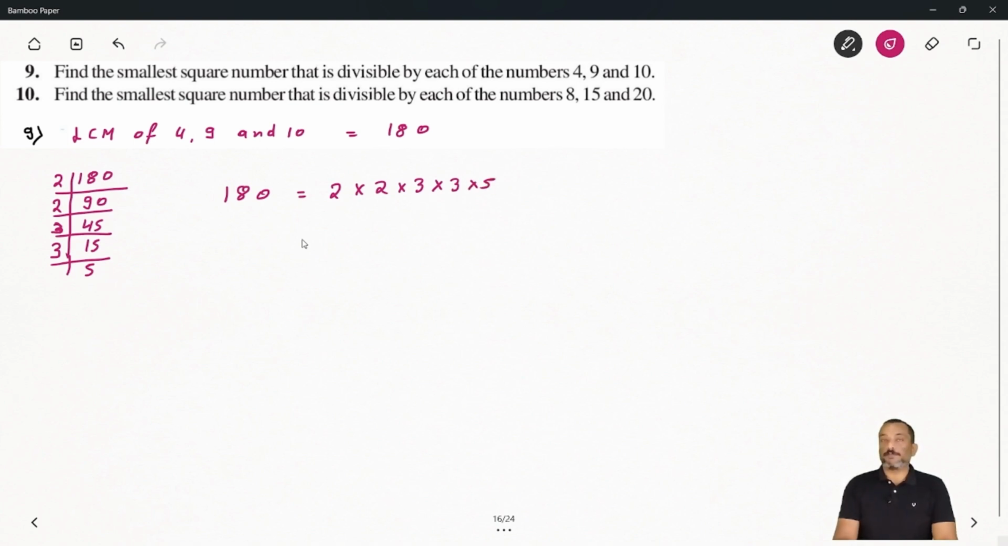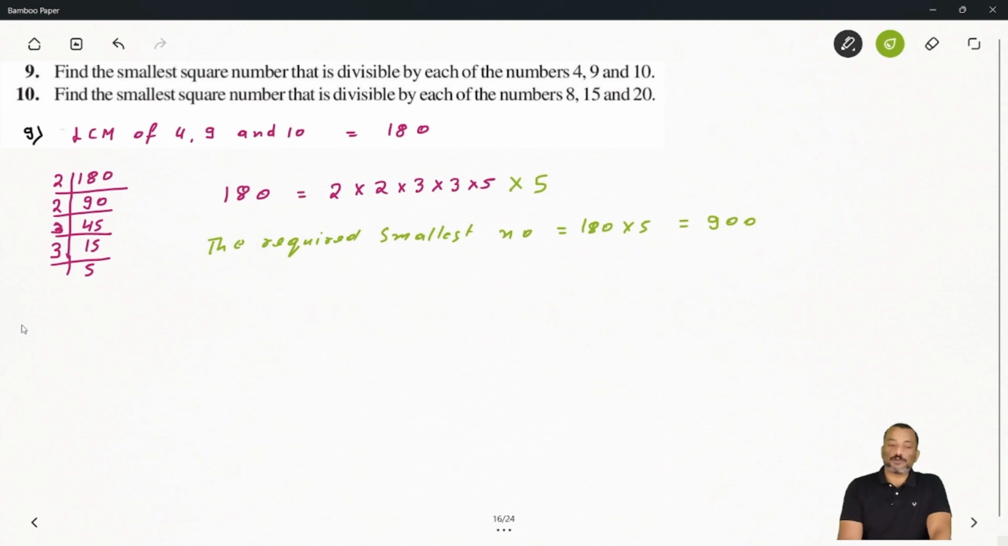So now here you can say which number is unpaired. So you can say here 5 is unpaired. This 5 is unpaired, so we will multiply with 5. So we can say, hey, the required smallest number will be how much? 180 times 5. So you will multiply 180 times 5. So you will get 900. So which means 900 is your smallest number that is divisible by 4 also, 9 also, and 10 also. You can check with that. So you can easily find.